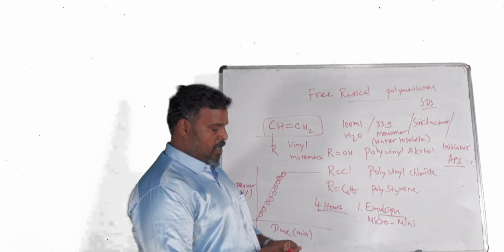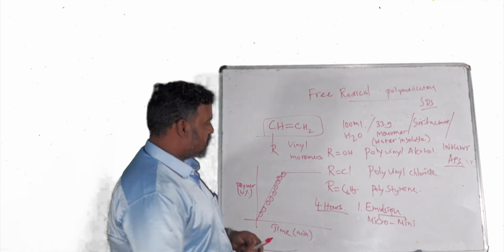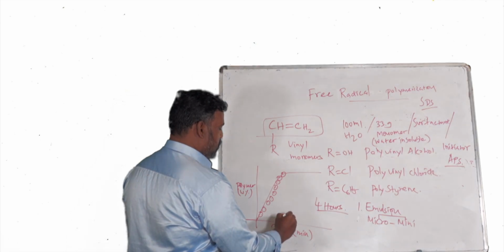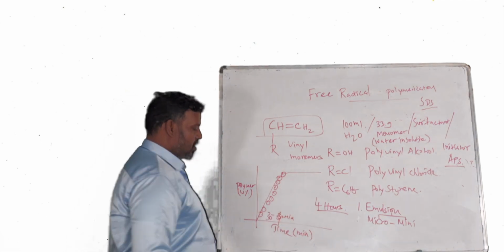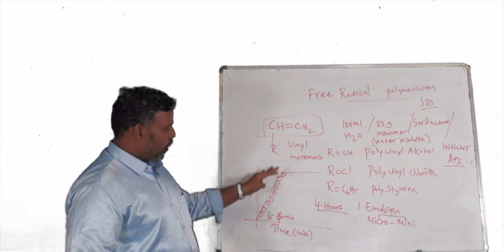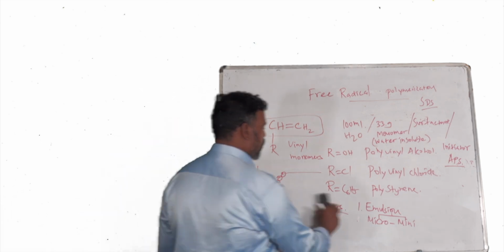So this is about this one. We have seen the kinetic aspects. Mostly this polymerization can finish within 30 to 60 minutes. It reaches 90% of the total molecular weight of the polymer. How about the molecular weight distribution of this polymerization?